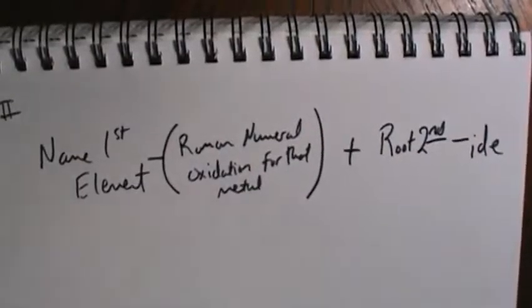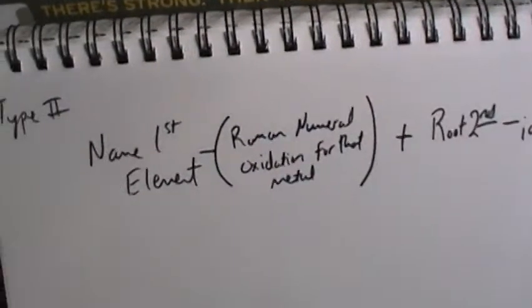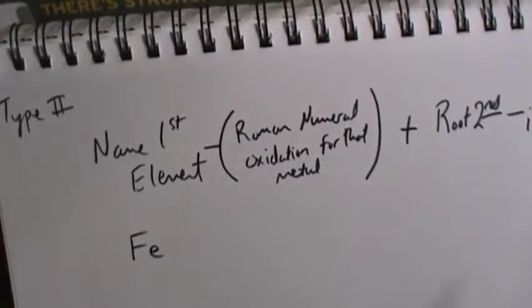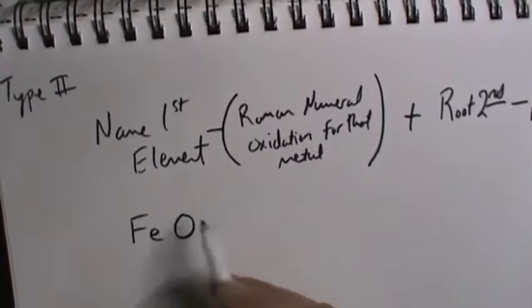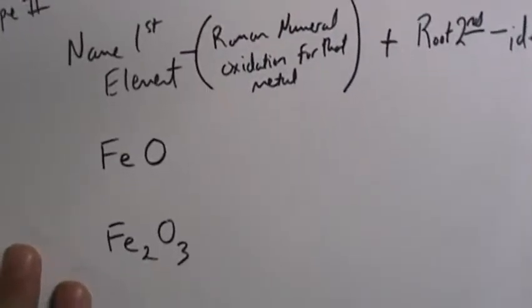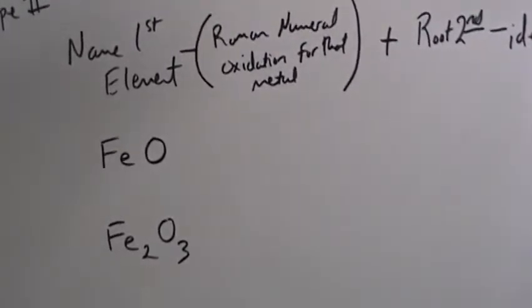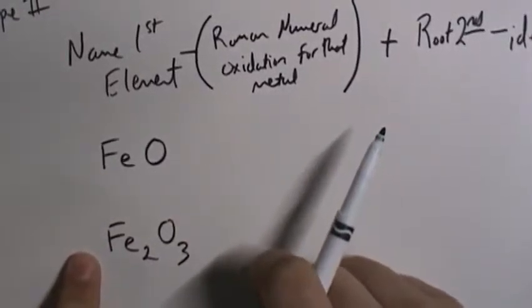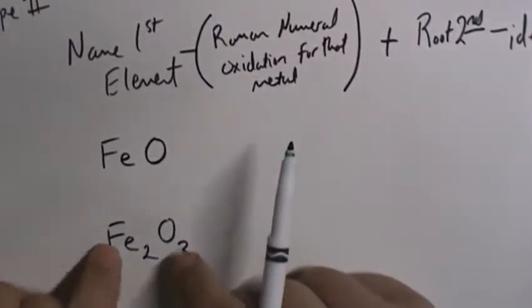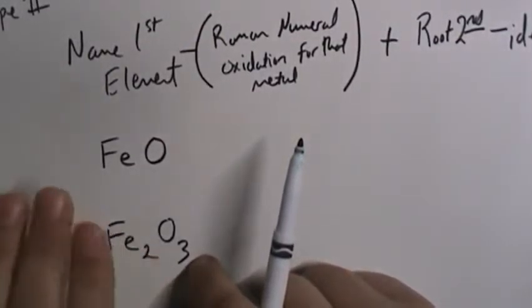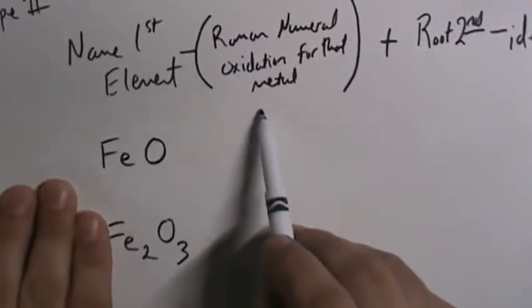So let's pick on iron for this example. Iron can have 2 common oxidation states. So we'll go FeO and Fe2O3. Going by the original rules for type 1 compounds, both of these would be named iron oxide. But that's no good because they have different chemical formulas. They are both oxides of iron, but how do we know which one? Well, that's where the Roman numeral comes into play.